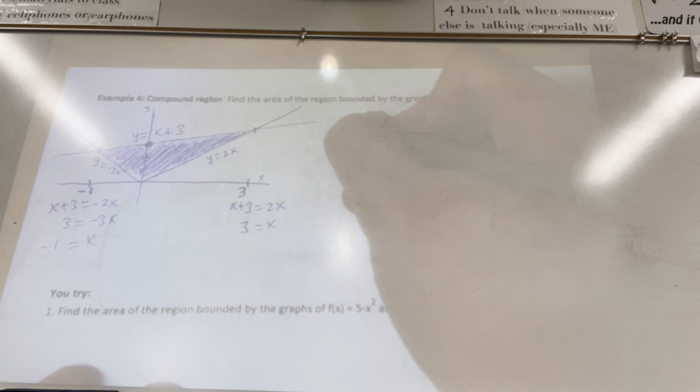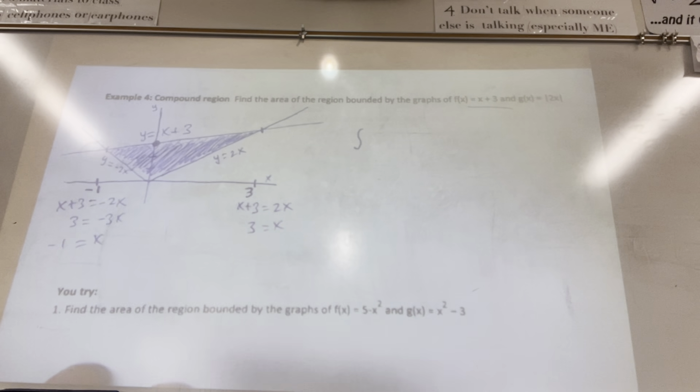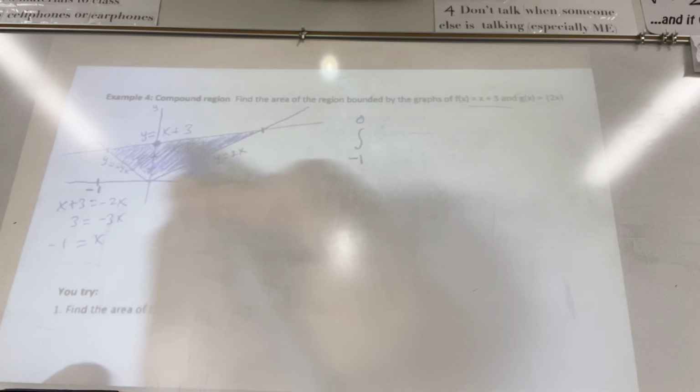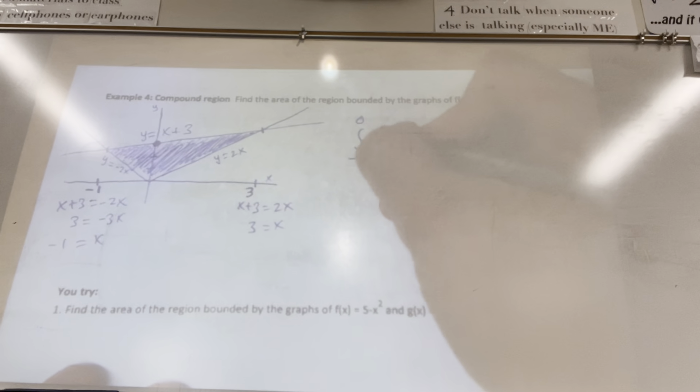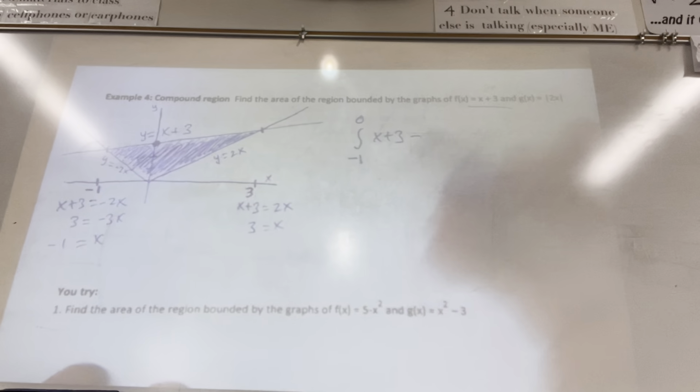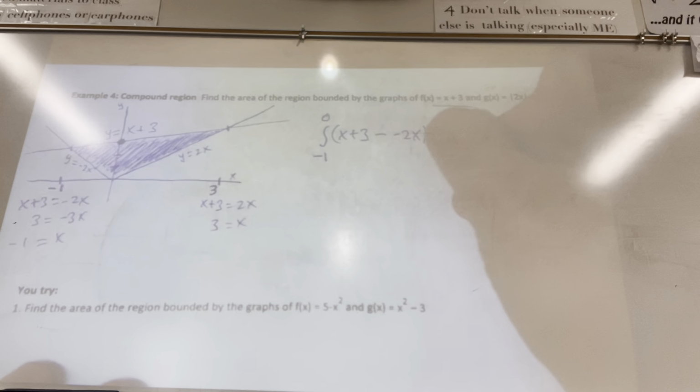So it's gonna be the interval from where to where, starting on the left? Negative 1 to 0. Yeah. And then top minus bottom. Well, the top will always be what? x plus 3. Minus. But for this little piece, what's the bottom function? Negative 2x. Negative 2x. dx. Plus, and now we just do the second part. Integral.